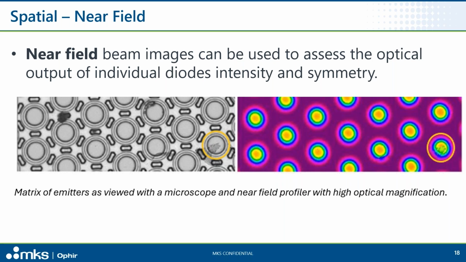Spatial artifacts, including defects, thus a reduction in the overall output intensity of light, are circled in the lower right-hand corner of this near-field image. You can see on the left the actual microscopy image. You can see a slight defect or darkening in the circled device, and on the right you can see a distortion in the spatial distribution of the output of that particular device.